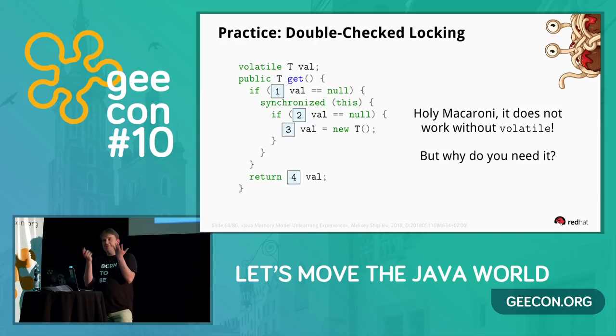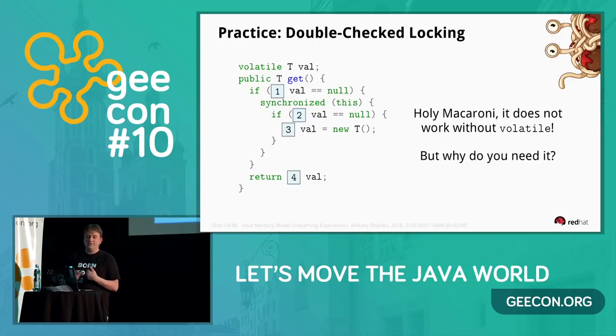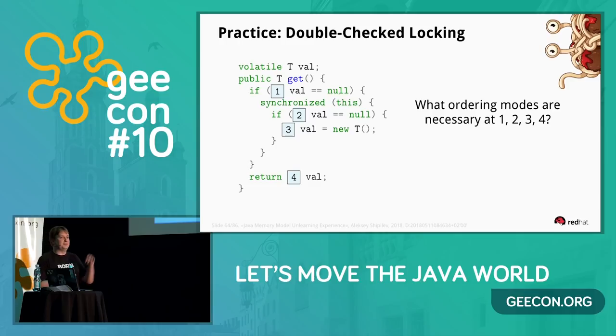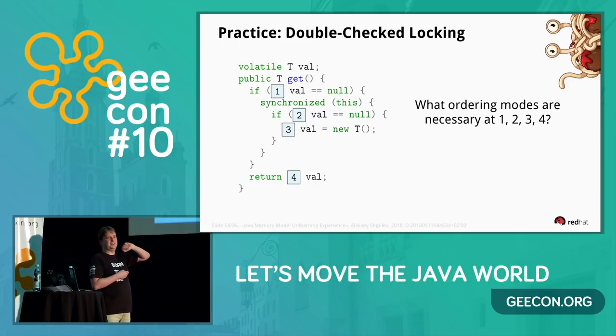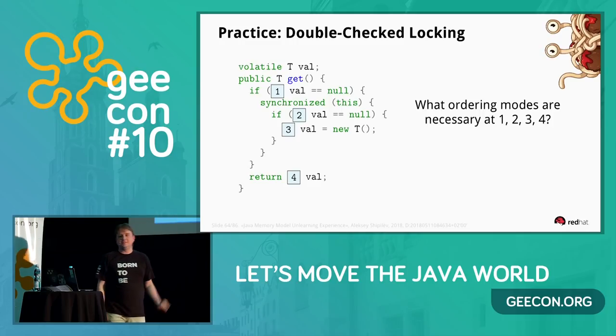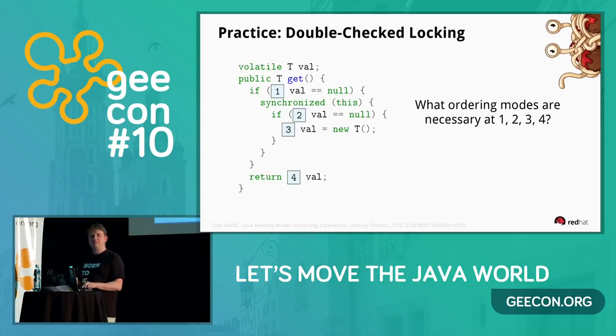But with our newly acquired knowledge, we can actually ask the smarter question: what are the ordering modes that are needed on the accesses to this volatile there? Volatile kind of gives you everything with the cherry on top, but we can reason about what are the minimal things that are needed in all these cases. Think about it for a minute. I'll take a sip.